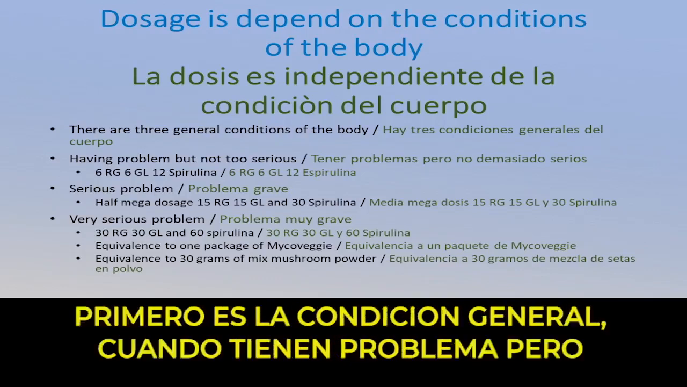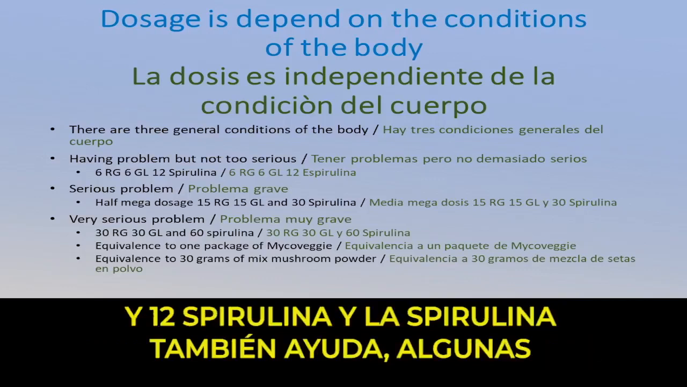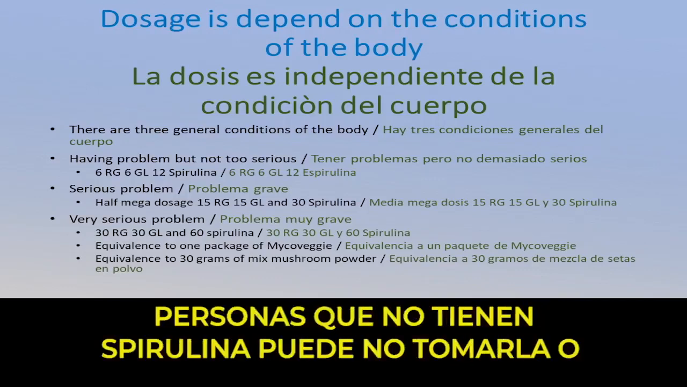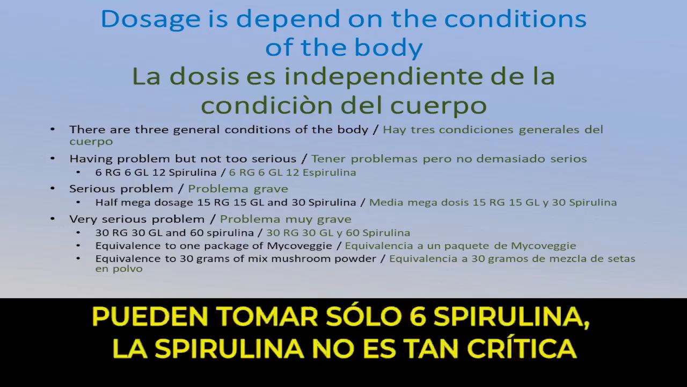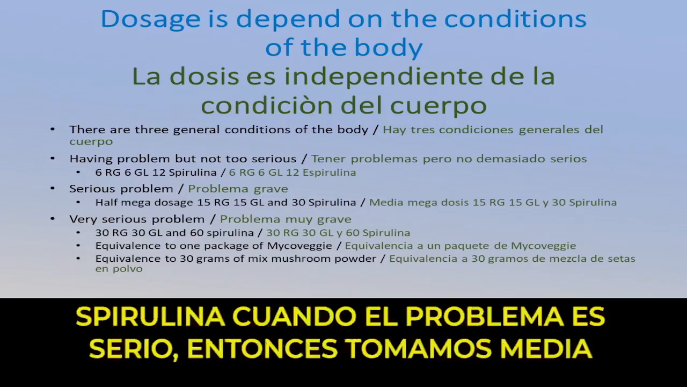First is the general condition. They are having problems but not too serious. Then normally we take 6 Rg, 6 Gl and 12 spirulina. Spirulina is also helping, but sometimes those people can even skip the spirulina, or you can take just 6 spirulina. The spirulina is not so critical, but Rg and Gl are critical. So you take 6 Rg, 6 Gl, and 6 to 12 spirulina.